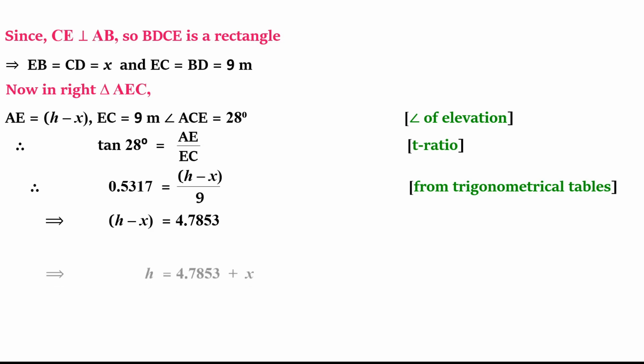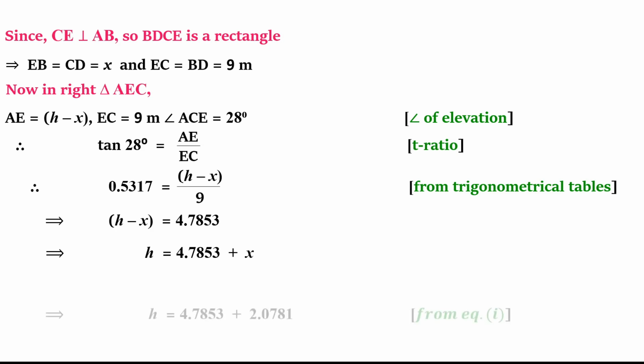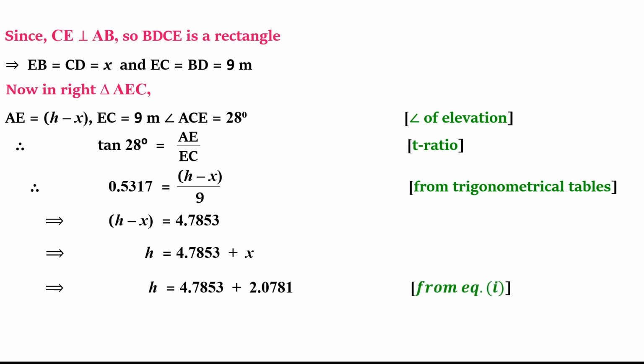Now from here I can work out H also, because minus X goes to the other side and becomes plus X, and the X value I know, I will substitute from equation 1. After adding I get the value of H as 6.8634 meters, or you can keep it as 6.86 meters. I have kept it to 2 decimal places. So this is my final answer. I have got the complete height of the flagpole.